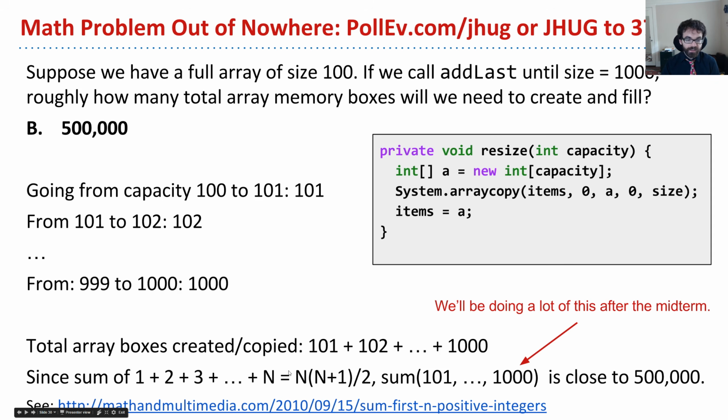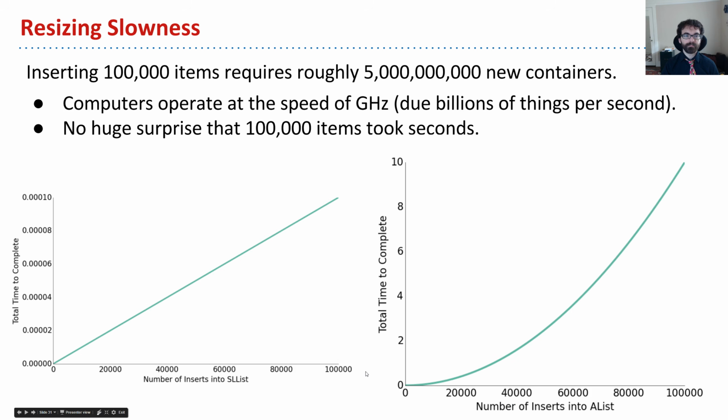And so we can say that the sum of the numbers 101 to 1,000 is going to be not that much bigger than this sum, because those first 100 numbers aren't very large. So this last little bit, we can approximate it by just doing 1,000 times 1,000 plus 1 divided by 2, which is around 500,000. So that's one way to do it.